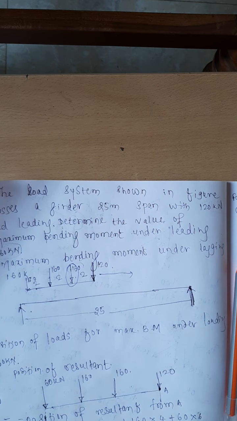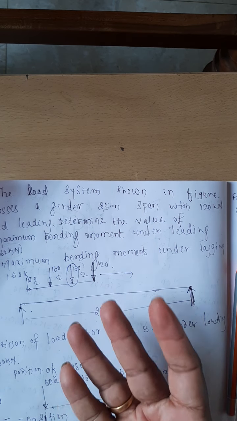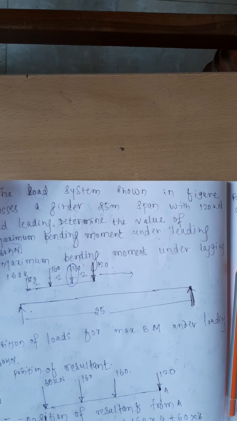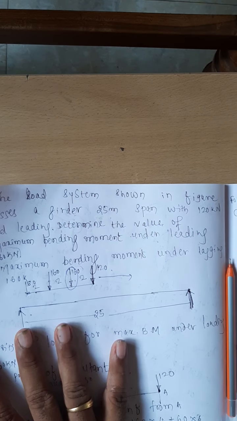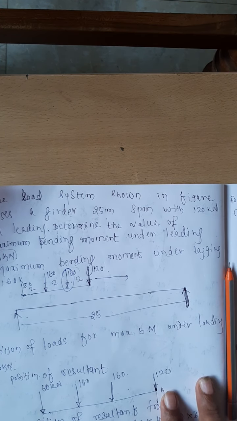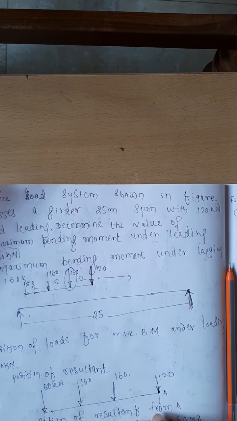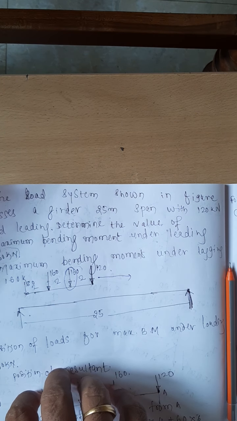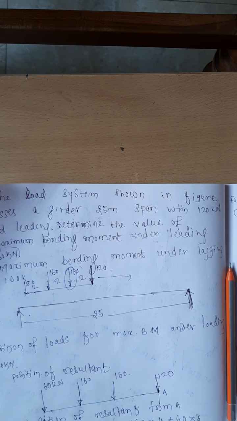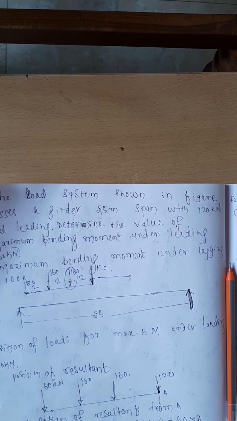Here the problem will usually be of 3 categories. One is determine the maximum bending moment under the given load. Second category of problem is determine the maximum bending moment at a section. Third one is determine the absolute maximum bending moment at any section. Under this load, where will be the maximum bending moment.